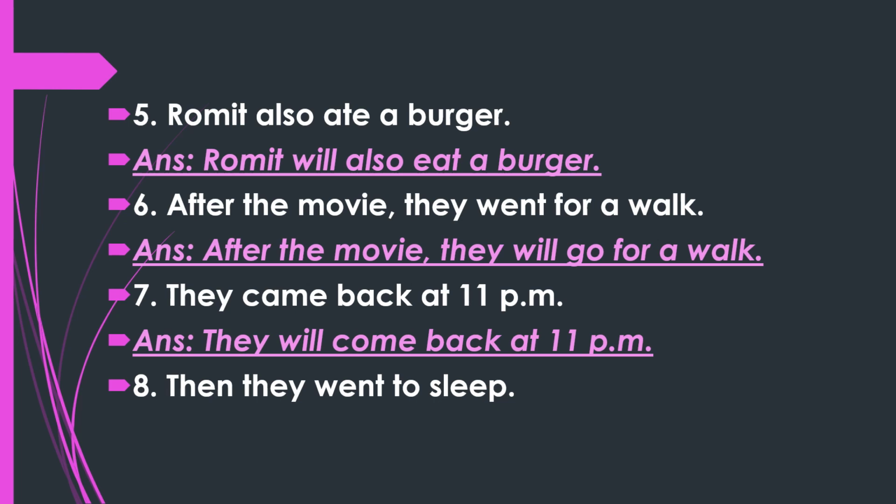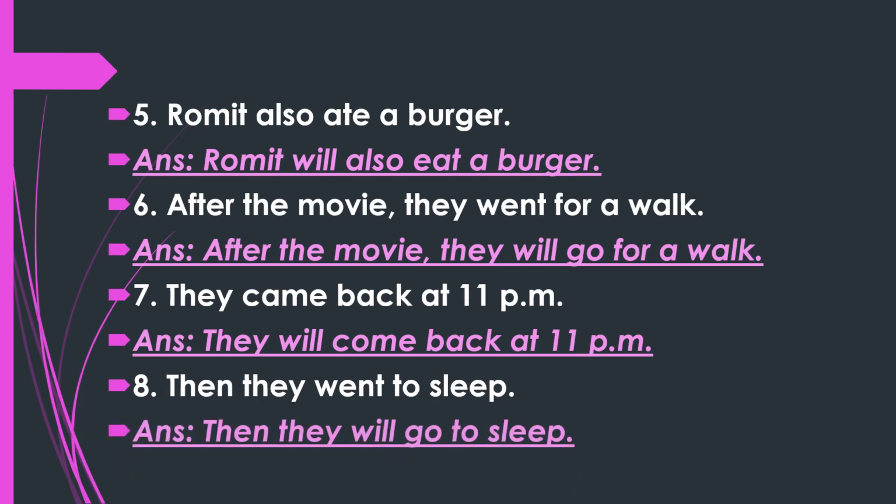The last sentence is then they went to sleep. When we change this sentence to the future tense, it becomes then they will go to sleep. Here went becomes will go. So this is how we are supposed to do exercise number C, which is on page 60. So go ahead, pause the video and write down all the answers. Make sure your work is neat and all the spellings are correct.